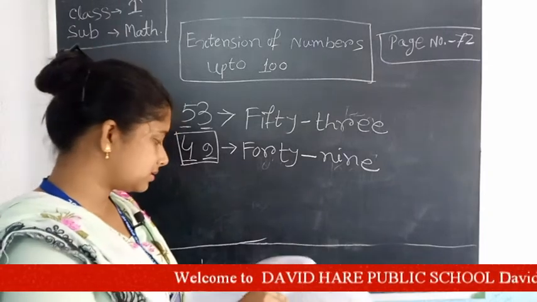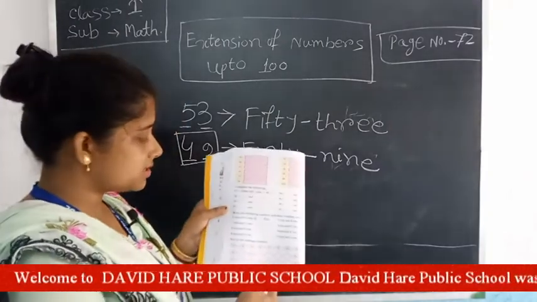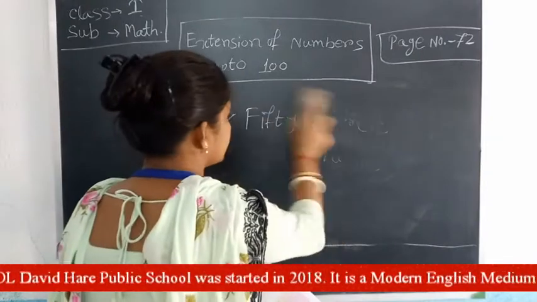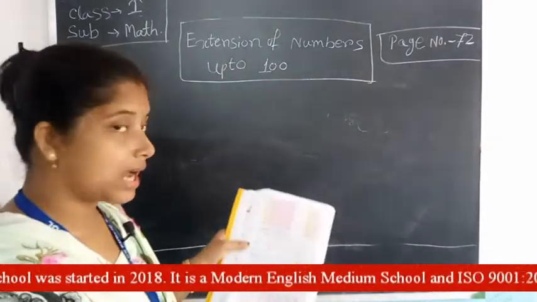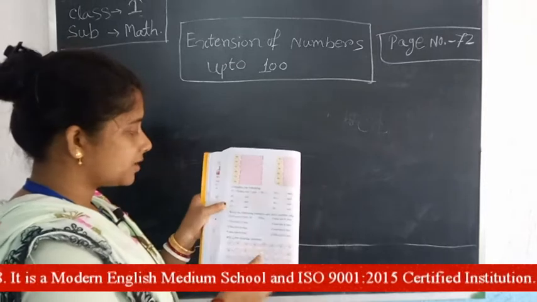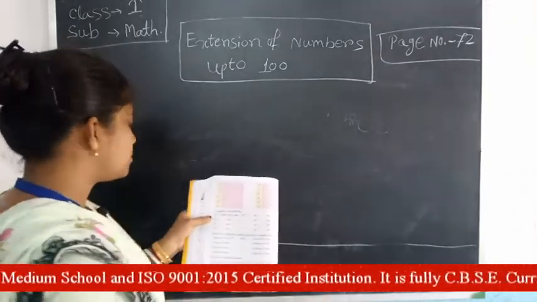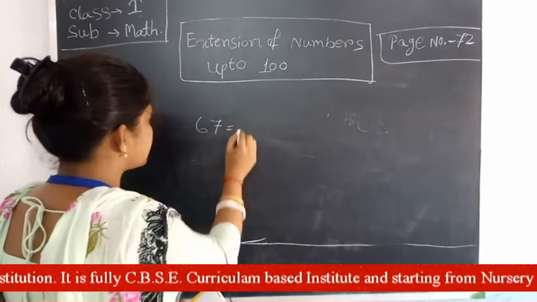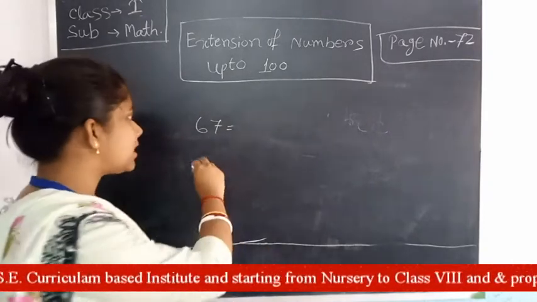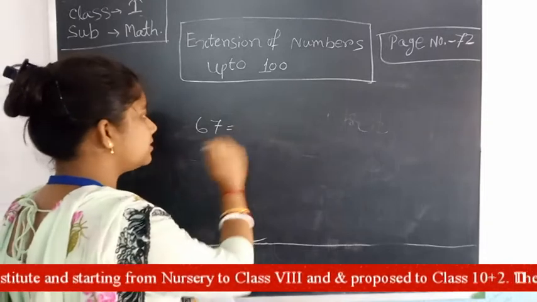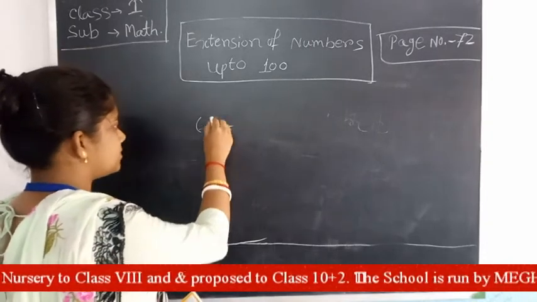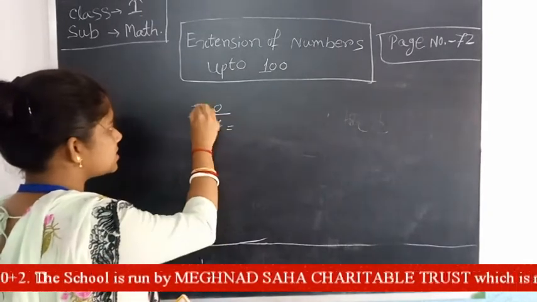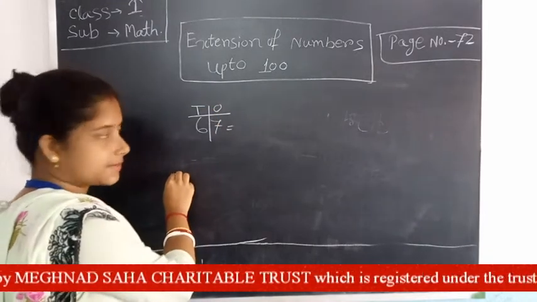Now turn the page number 76. Here the task is, the third task, complete the following, fill in the blanks. So one problem has done for you 67, and you have to write the number as tens and ones place. 67. So here the place value chart is 7 is in ones place and 6 is in tens place. All of you know that.